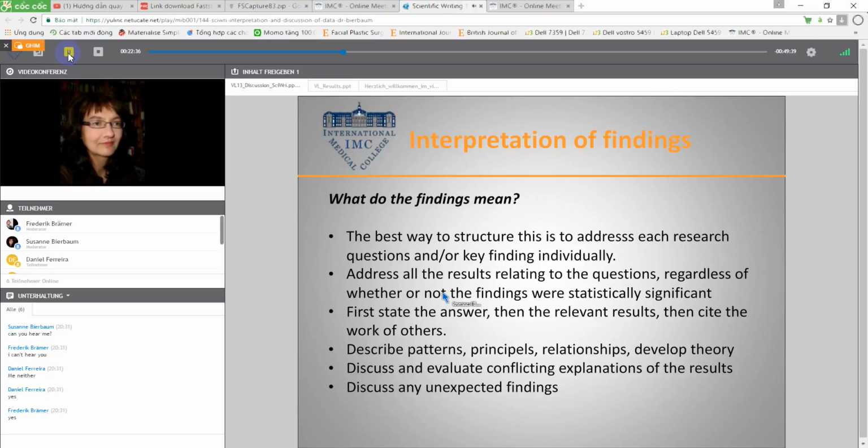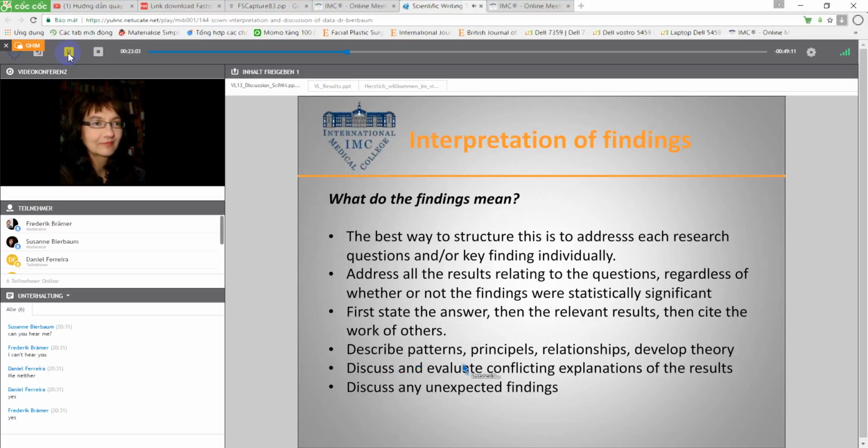What you do first, you state the answer to your question, using the relevant results, and cite the work of others. That's already been talked about. These are some other things to consider. Do you see any patterns in your results? Is anything interesting in them that they tell you? Talk about this here. Any relationships? Is it possible to develop a theory? Well, it's very high end, but well.